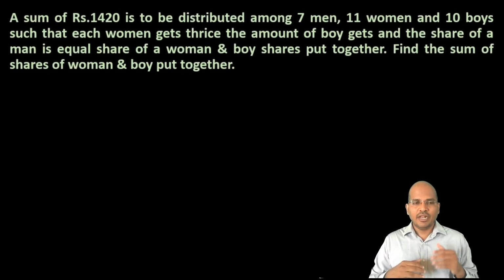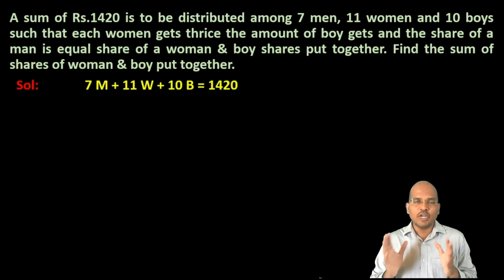The first question: a sum of rupees 1420 is to be distributed among 7 men, 11 women and 10 boys such that each woman gets thrice the amount a boy gets and the share of a man is equal to the share of a woman and a boy put together. Now you should find the share of a man.